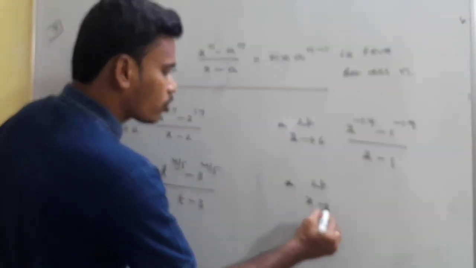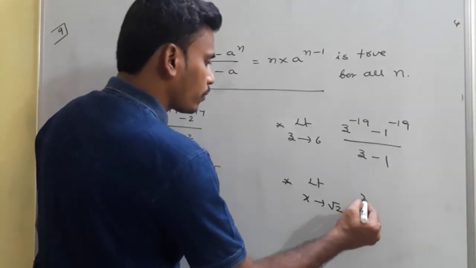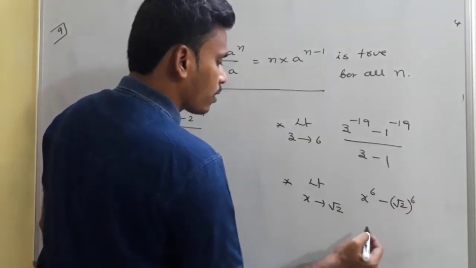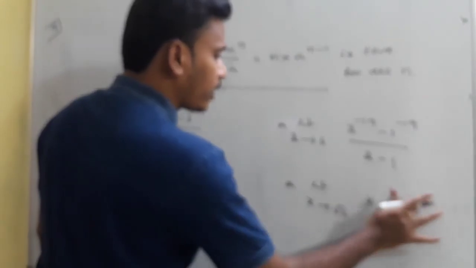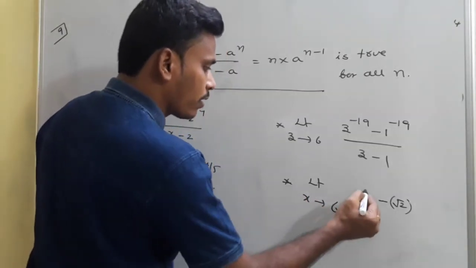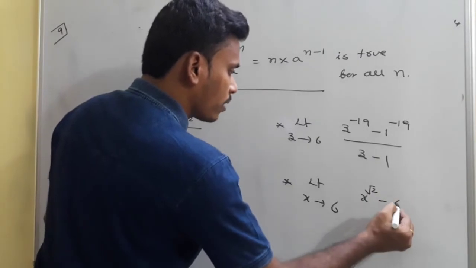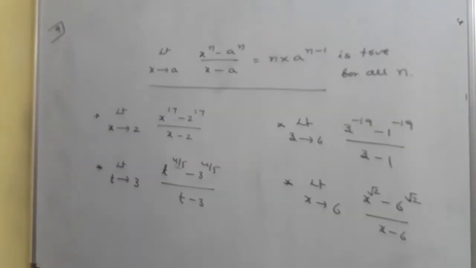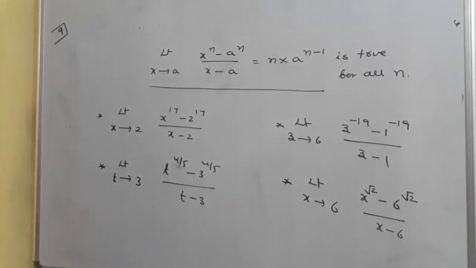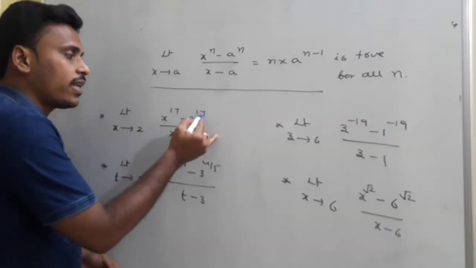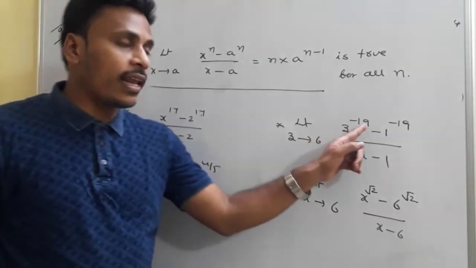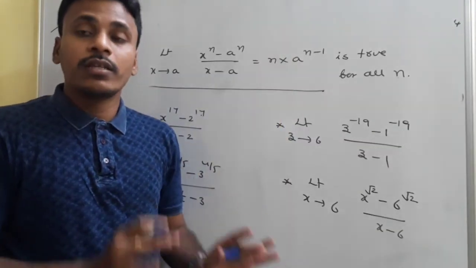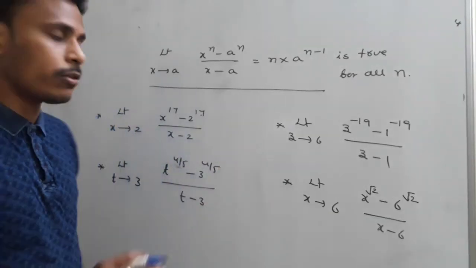In the same way, I can give you like this. Limit x tends to 6, x to the power root 2 minus 6 to the power root 2 divided by x minus 6. What are the answers? Just observe all these things. The n is different from problem to problem. Here n is natural. Here n is rational. Here n is an integer. Here n is an irrational. For all these things, the formula is acceptable. Just to support that, I gave you different examples, but don't bother about it.